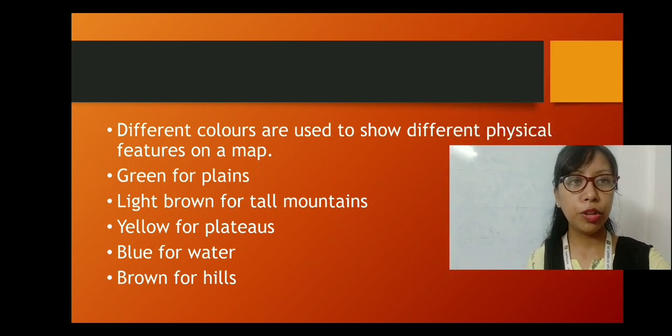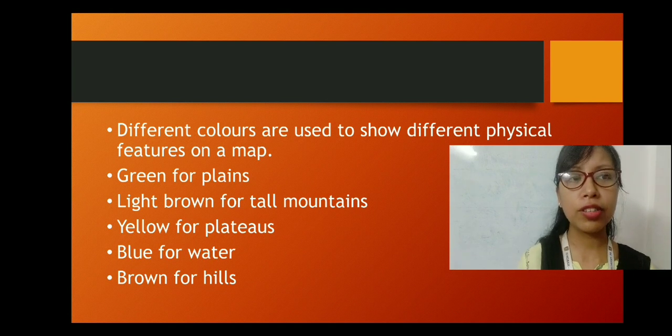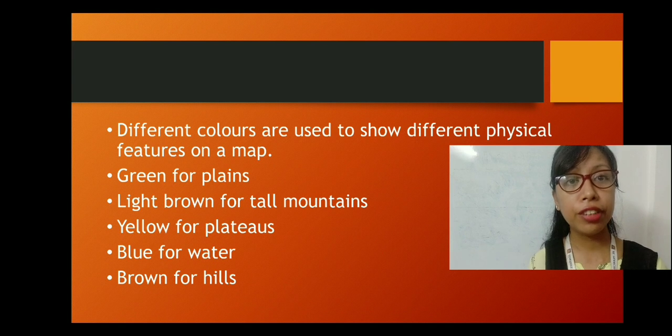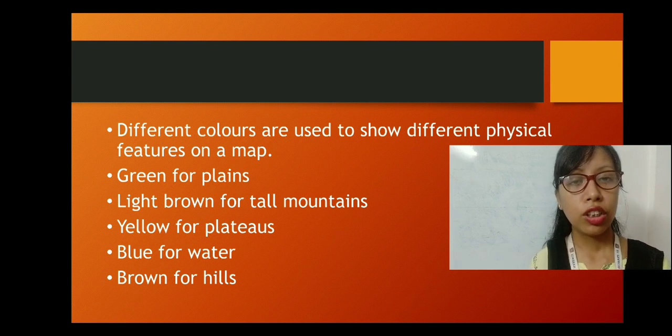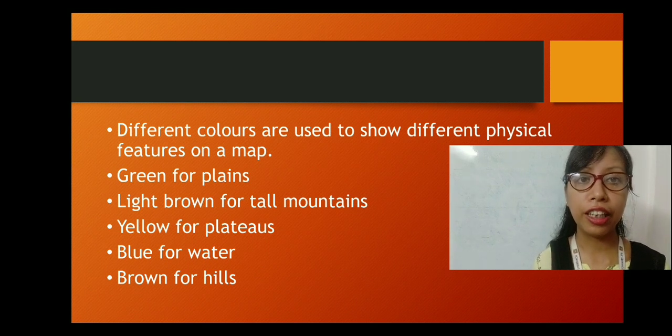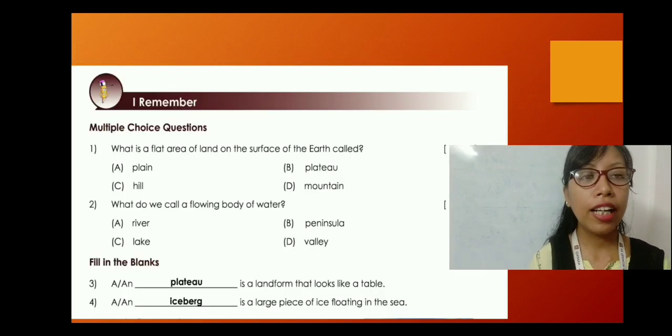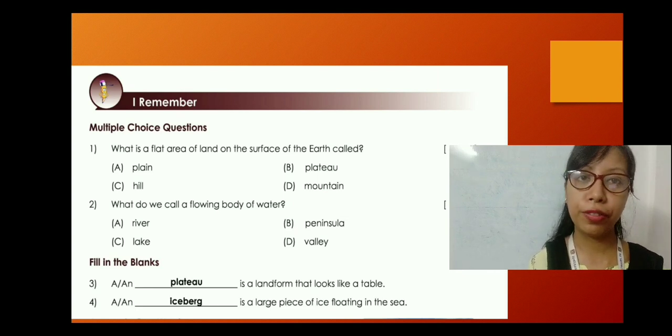Now let's come to the different colors that we use in the map, right? So why do we use different colors? Different colors are used to show different physical features on a map. So we use green color for plains, light brown for tall mountains, yellow for plateaus, blue for water, and brown for hills. Now let's take out the workbook from lesson number 3.